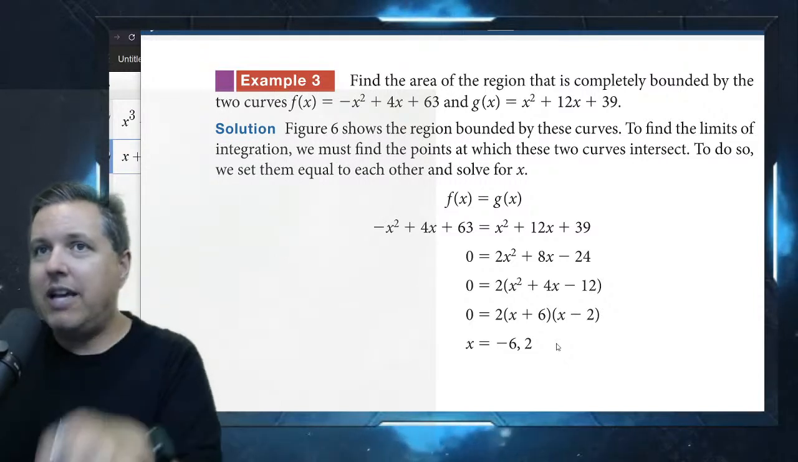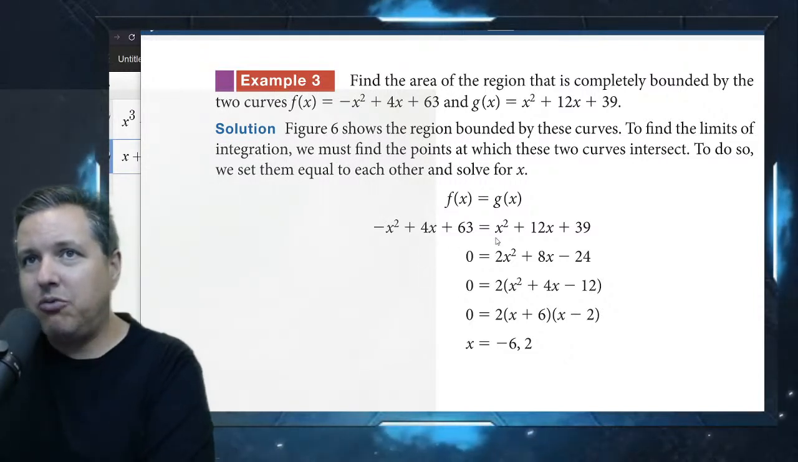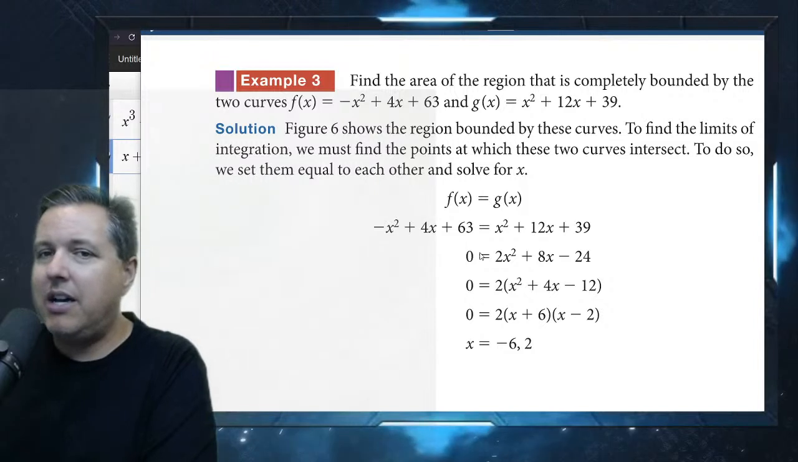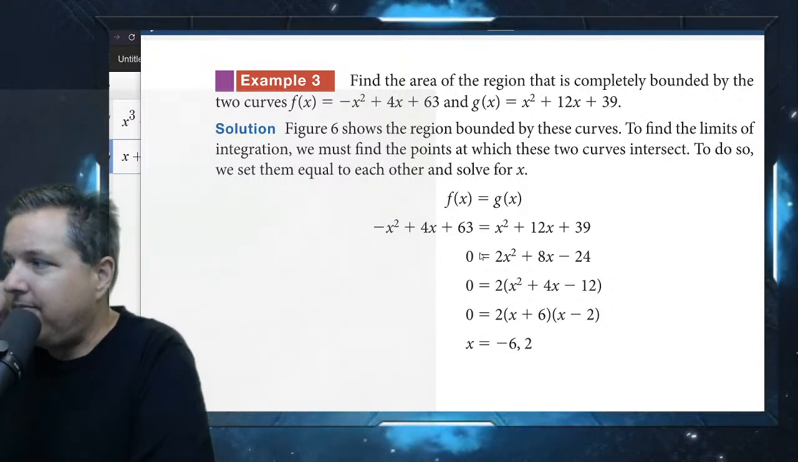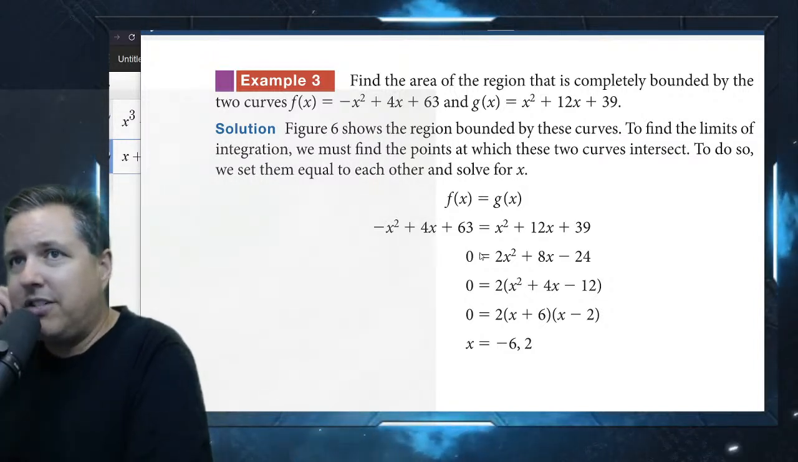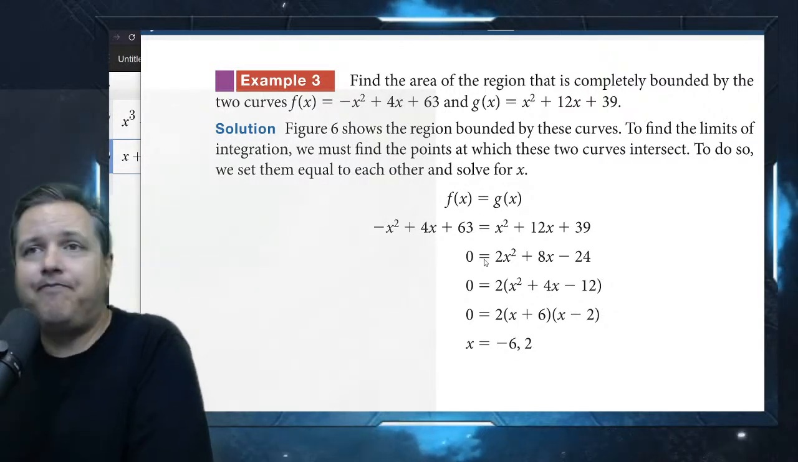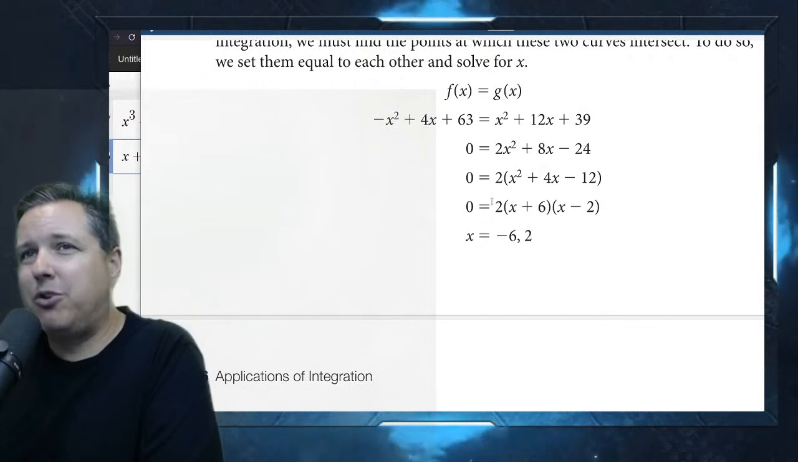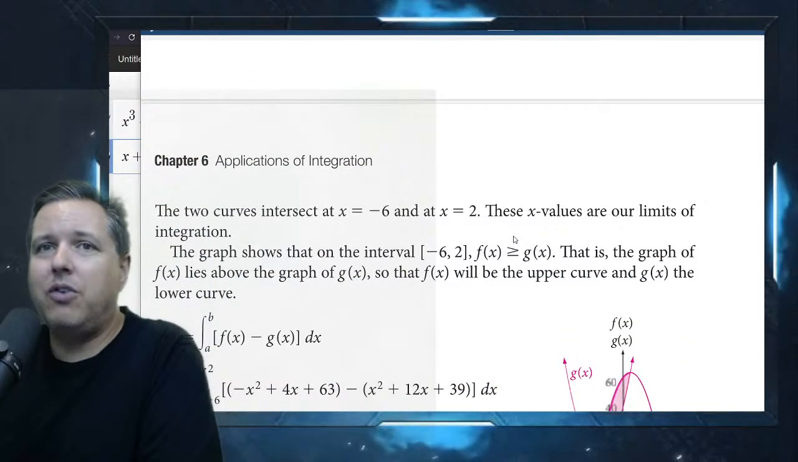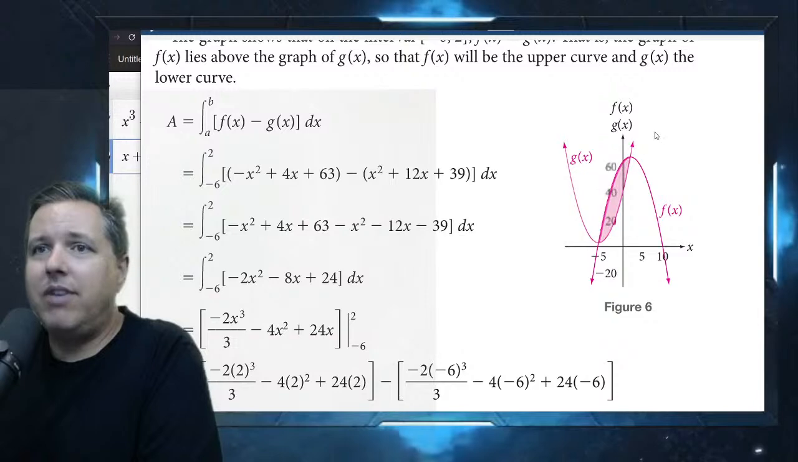But in the very worst case scenario, you set your functions equal to each other and solve, just like you did in algebra class, right? Back in algebra, set your functions equal to each other and solve them, and you're good to go, okay? But the graph can help you shortcut that a little bit if you have the graph there, and then you do your thing.